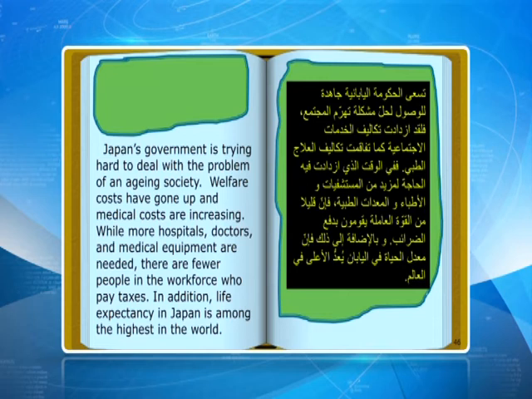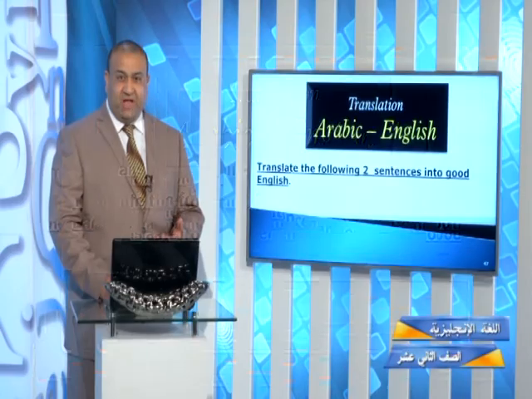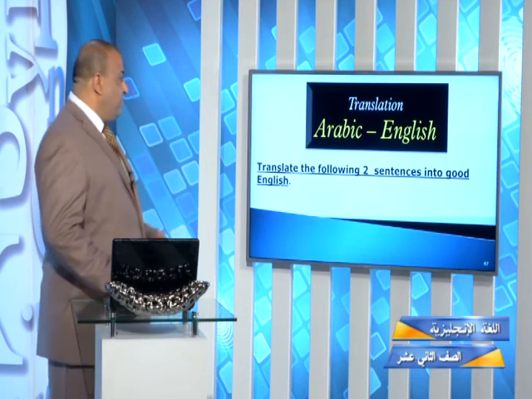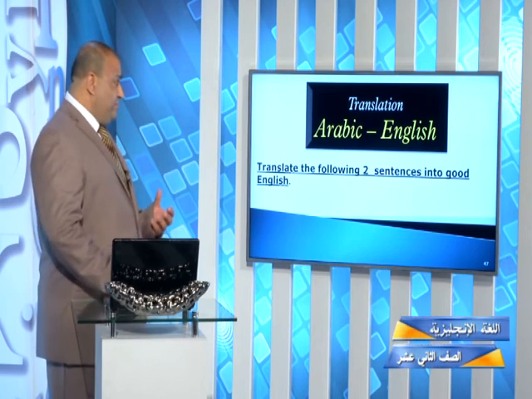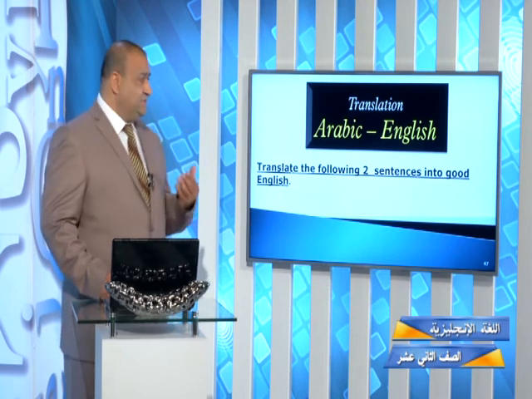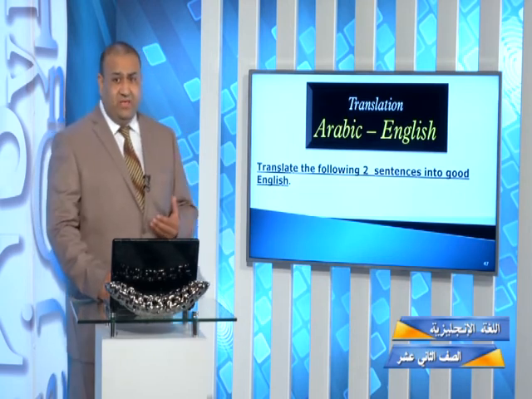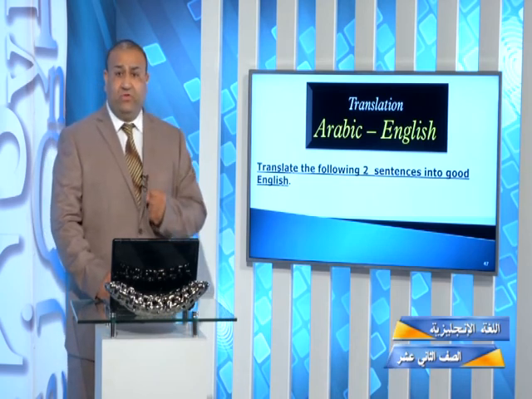Okay? Now let's move to the last part of our lesson today, which is translating two sentences from Arabic to English language. Okay? You may find the kind of difficulty in such kind of exercise, but I'm sure you can do it. Translate the following two sentences into good English. There's something very important here, is the following. Don't worry. Everything here in these sentences, okay, has already been seen by you. Why? Because these sentences are taken from your Over to You textbook series.